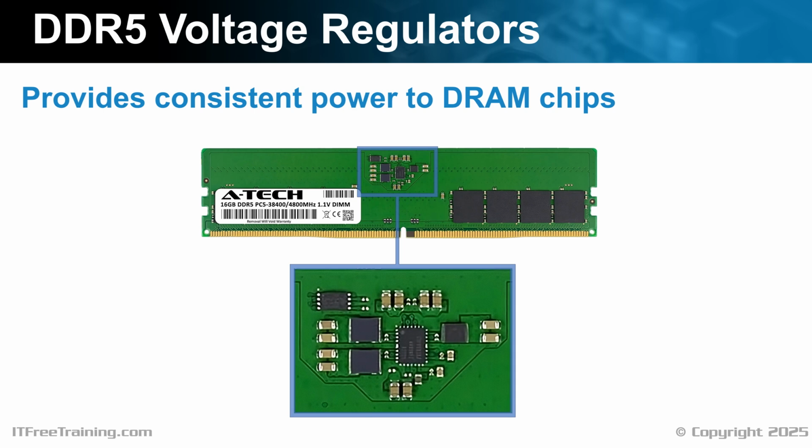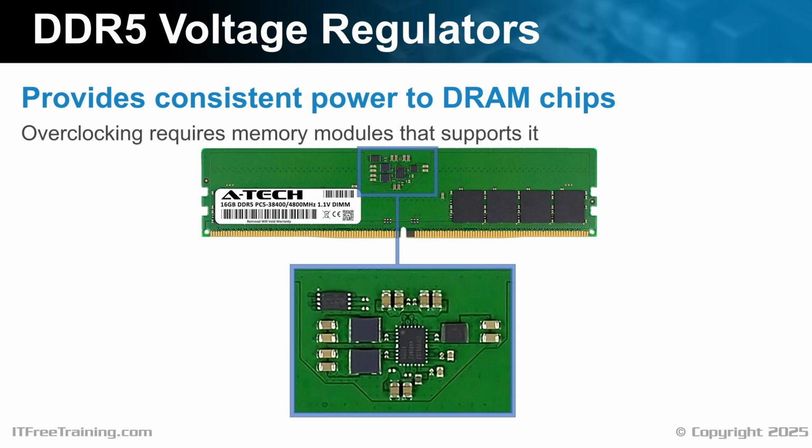If you want to change the voltage for overclocking, this will require memory modules that support it. You will be able to change memory timings, which will give you some control, but voltage is controlled by the voltage regulators on the memory modules. Before DDR5, the function was controlled by the motherboard. If your memory modules don't support changing the voltage, this will limit what you can achieve with overclocking.